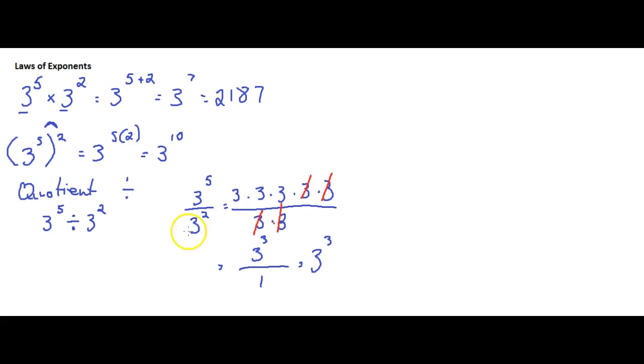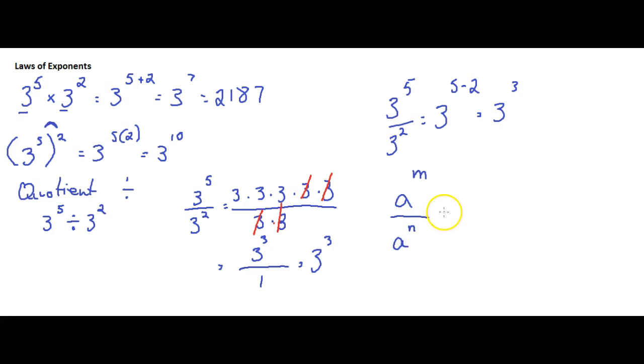Now, looking back, let's figure out a shortcut. What have we kind of done? We've taken our 5 3's and divided by 2 3's, in the sense canceling, or maybe subtracting as opposed to adding, which we did up in here. So we can say that 3 to the 5 divided by 3 squared is the same as doing 3 to the 5 minus 2, which is equal to 3 cubed. Or in general, a to the m over a to the n is a to the m minus n.